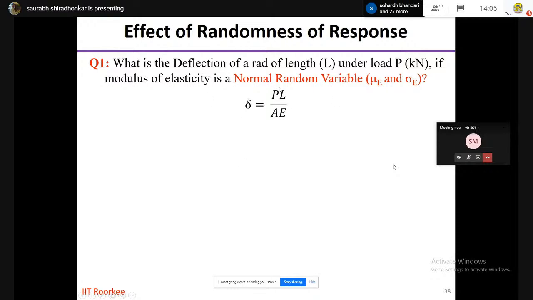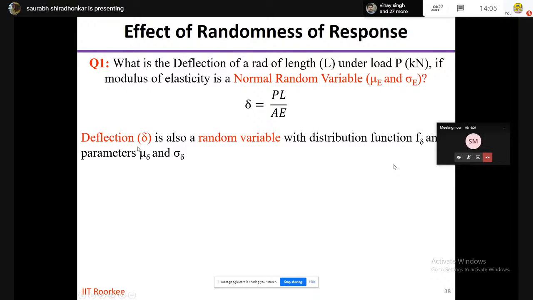Now, how can I figure out the deflection in that case? So this is the formula that I know, which is obtained from classical mechanics. And now, knowing that my modulus of elasticity is a random variable, how do I estimate the deflection? Since E is a random variable, my deflection is also a random variable. So I need a formulation in which I can relate the mean and standard deviation of deflection to the mean and standard deviation of modulus of elasticity.